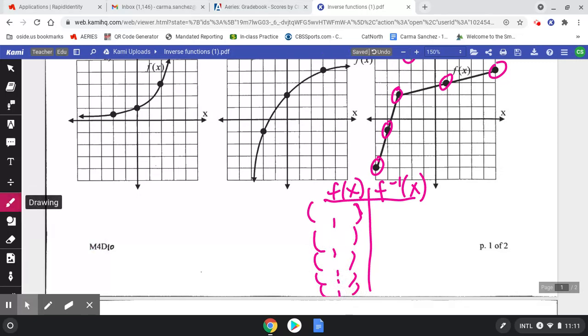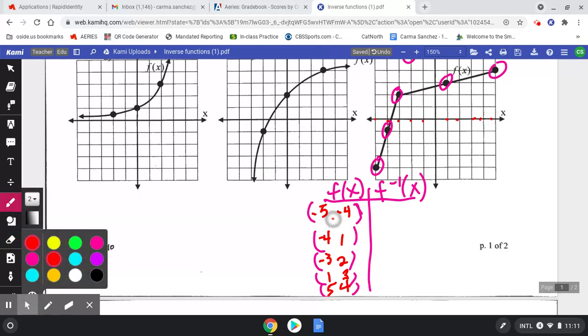All right, how'd you do? The first dot is back 1, 2, 3, 4, 5, and down 4. Second dot is back 4, down 1. Third dot is back 3, up 2. Fourth dot is out 1, up 3. And last dot is out 1, 2, 3, 4, 5, up 4. Okay, those are my coordinate pairs of the f of x function. We now want to flip these coordinate pairs and get the inverse function dots so I can go graph my inverse function.